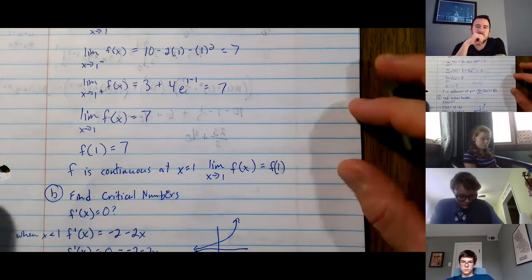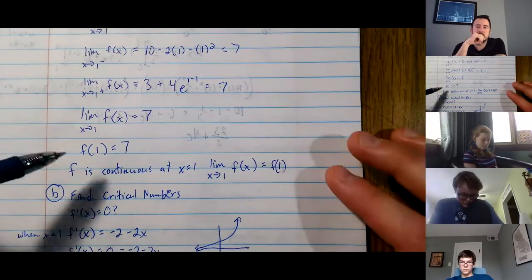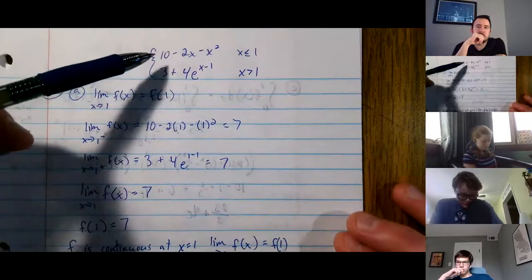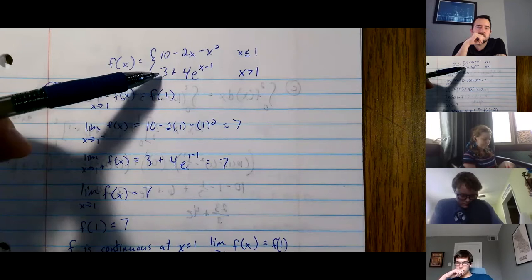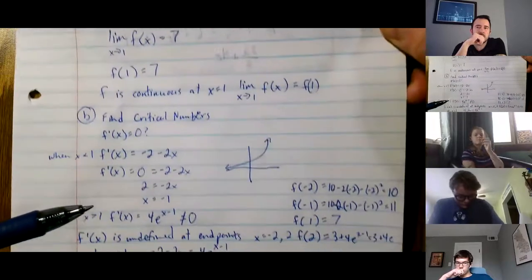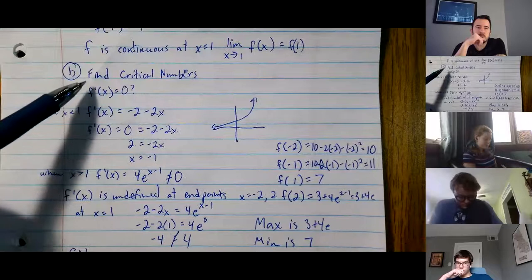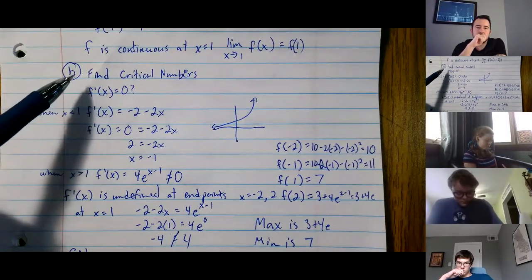We remember that if a function is continuous on a closed interval, and we just verified that it was continuous at x equals 1, but of course this function would be continuous everywhere to the left of 1 and everywhere to the right of 1, then it would be continuous on the interval -2 to 2. And so we know that if a function is continuous, then the critical number test can determine the absolute max and/or absolute min. And so we find the critical numbers.